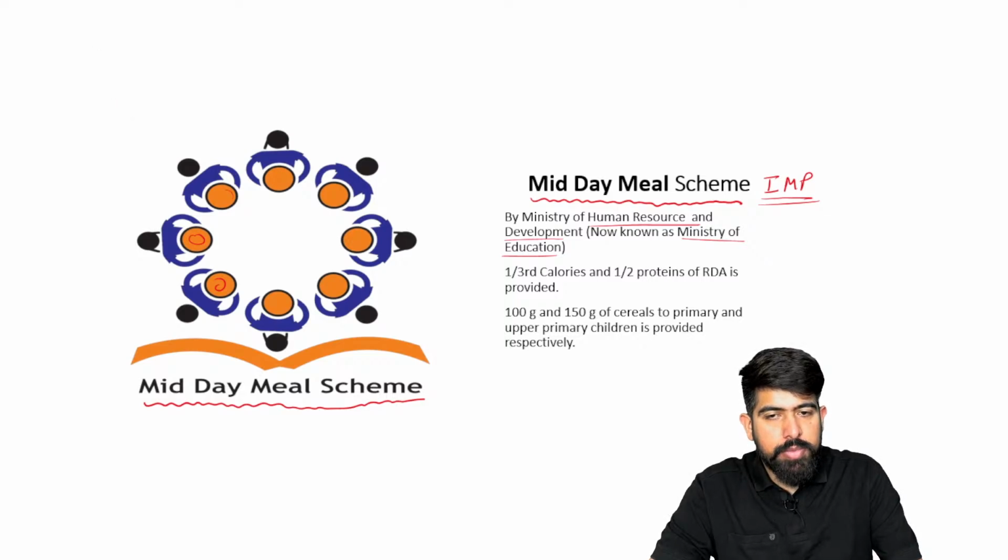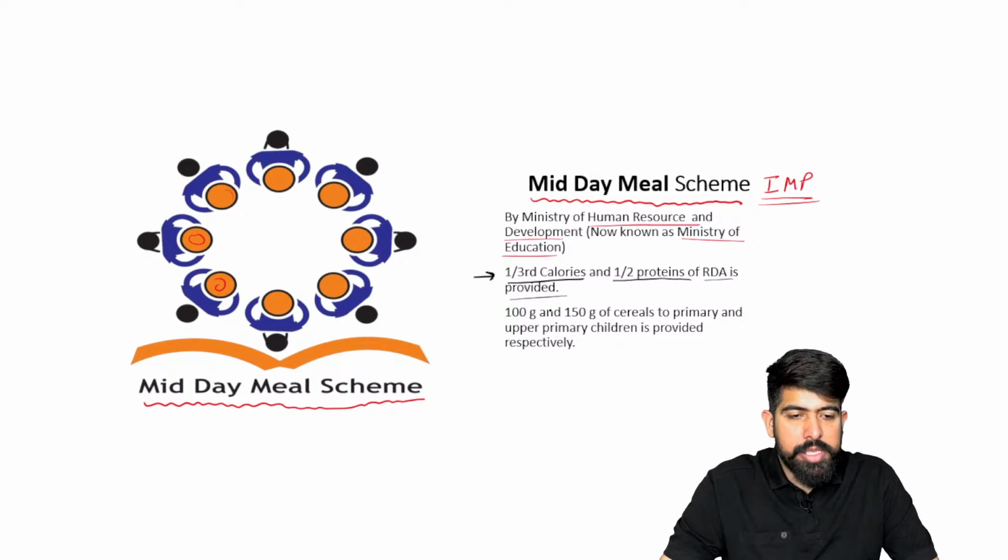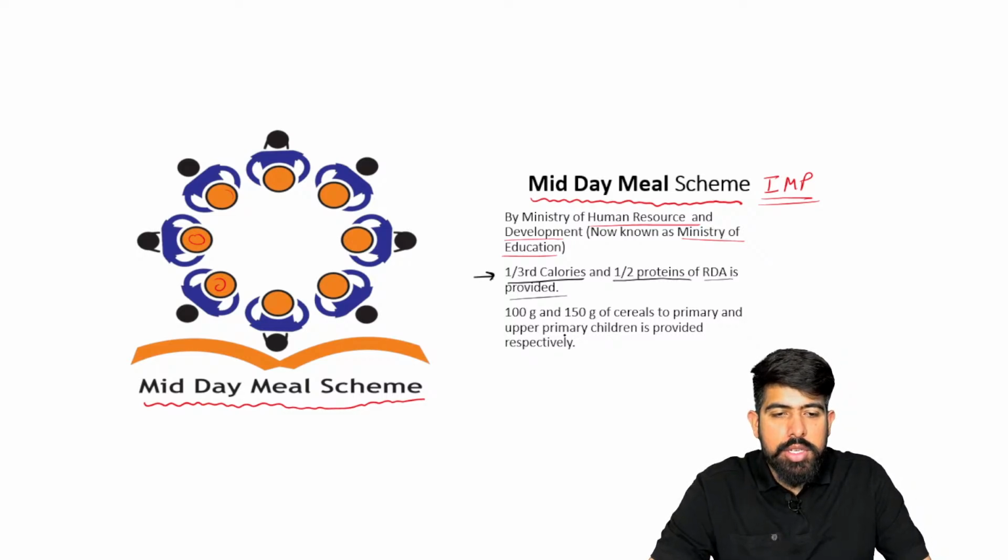Please understand what the target of this midday meal is. They have to provide one third of the calories and one half of the proteins in a regular dietary assessment. They have to provide this. And how are they providing it? Yes, they are providing 100 grams and 150 grams of cereals to the primary and upper primary children respectively, right?